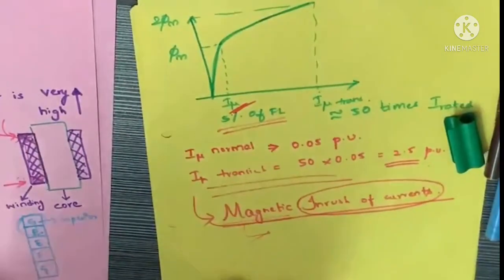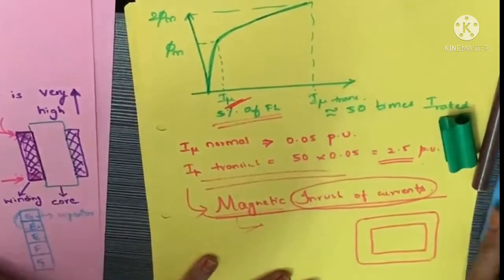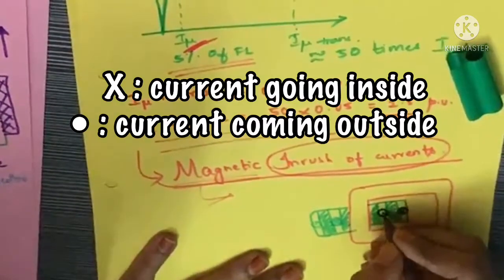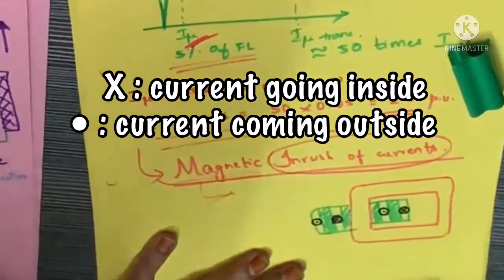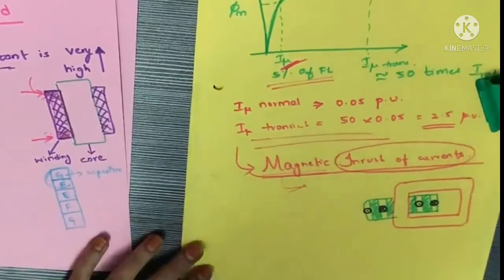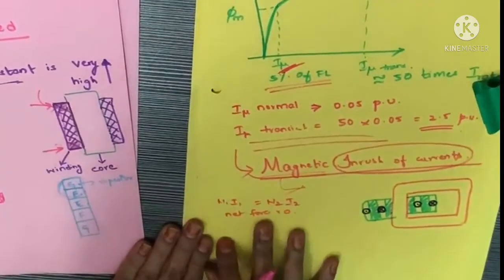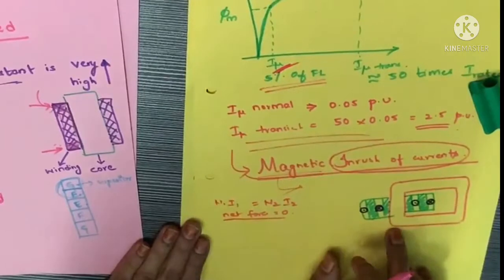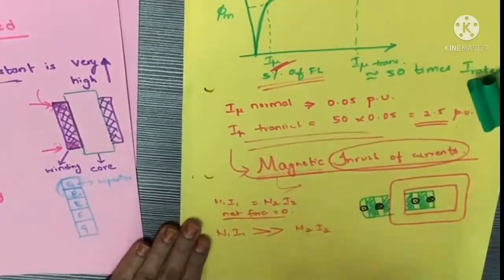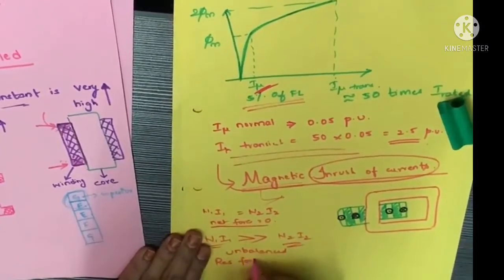In normal conditions this I mu is neglected, but during these abnormal conditions, if you consider the transformer winding like this, here you have the conductor; this is going inside, this is coming outside, and this will obviously be the opposite way. In normal conditions I naught is neglected, and therefore N1 I1 equals N2 I2, and the net force is 0, so there is no dislocation of the windings. But in this case N1 I1 is more than N2 I2, because the magnetic inrush currents are induced in the primary at a very fast rate. Therefore the forces are unbalanced, and the resultant force is not equal to 0.